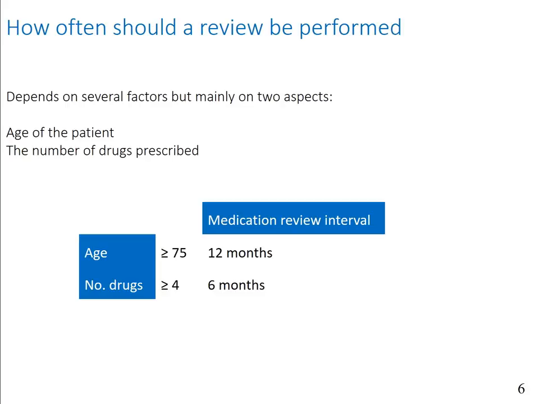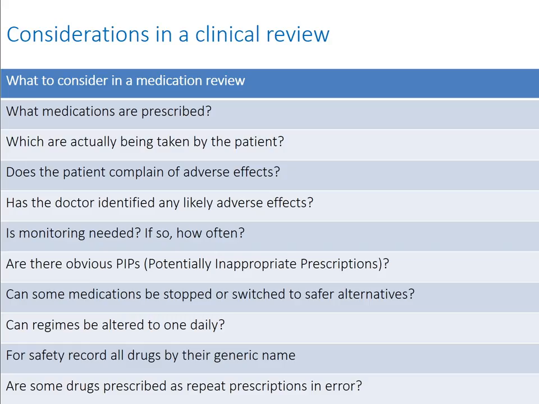So how often should a medication review be conducted? Well, that depends on two main factors: the age of the patient and the number of drugs prescribed. For a patient who's on 4 or less than 4 drugs and is aged over 75, an annual review is deemed to be conventionally acceptable. However, if they're on more than 4 drugs, then this should be at least every 6 months.